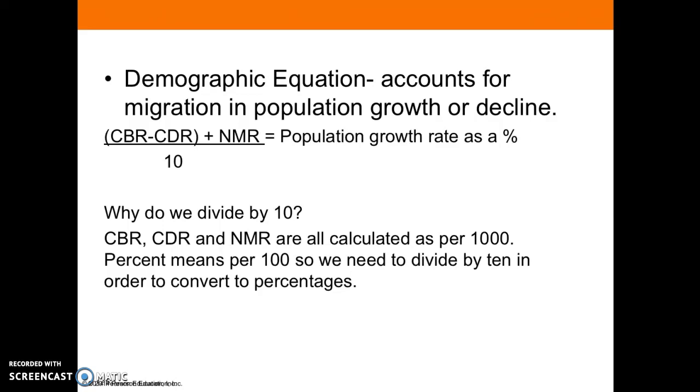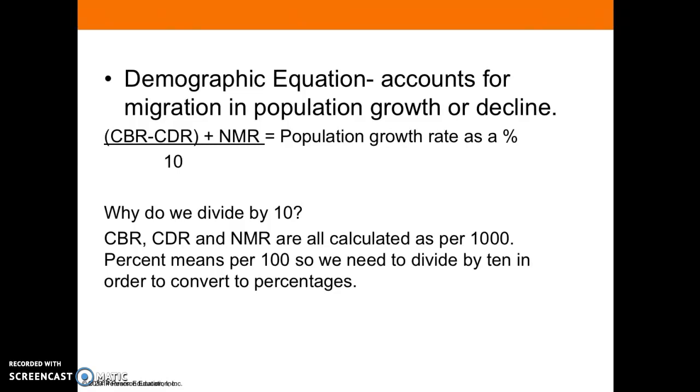So yesterday you were just looking at the total population or the natural population growth with just birth and death, and now we're going to account for immigration and emigration. And so you take that crude birth rate minus the crude death rate, and you add to it the net migration rate, and then you divide that number by 10, and that'll give you population growth expressed as a percentage.